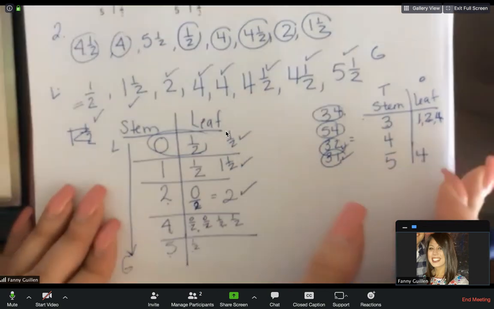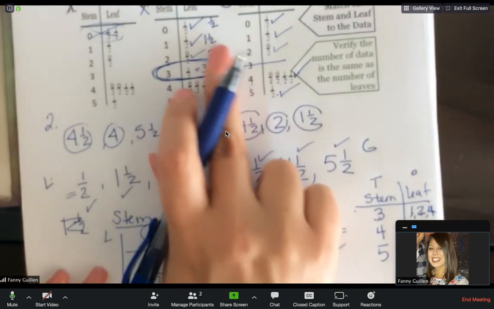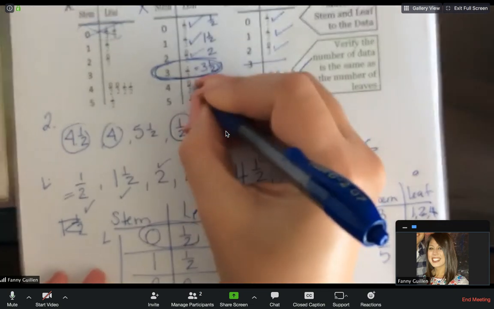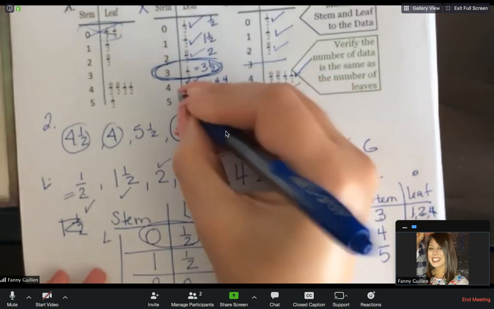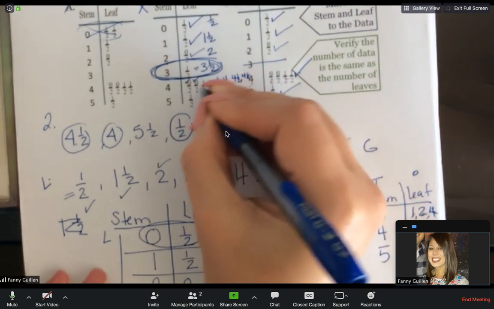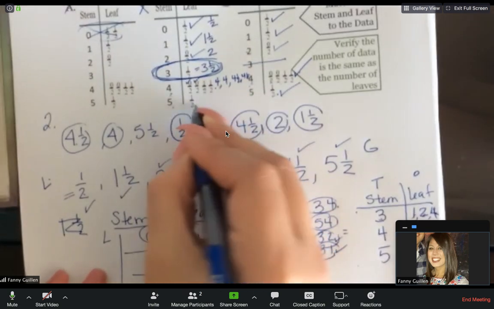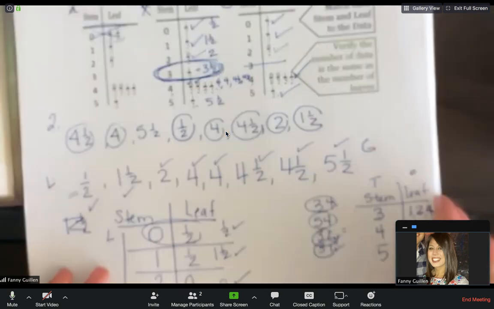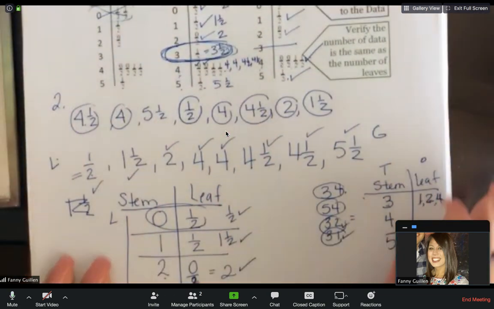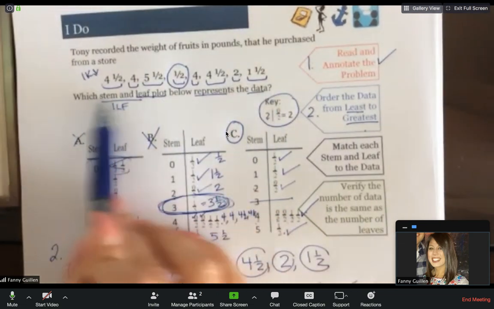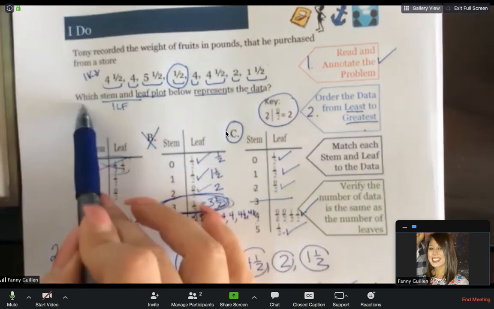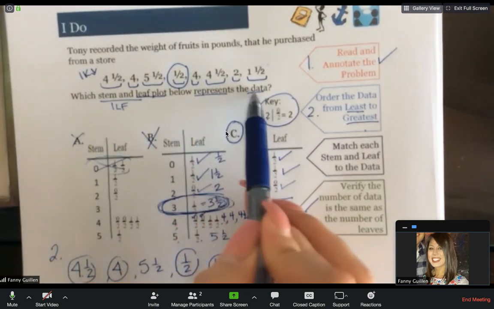And remember, another thing you can do is write the numbers out, right? So that's half, 1/2, 2, 3.5. This is 4, 4, 4.5, 4.5, right? That's what 4.5 means, 4.5, 5.5, 5.5. Okay, then I compare, and I know this was wrong because I didn't have a 3.5. There's no 3.5 in the data. The data has no 3.5, so I know that this is wrong, right? Because my data needs to match this, because it's asking me which stem and leaf plot below represents the data.